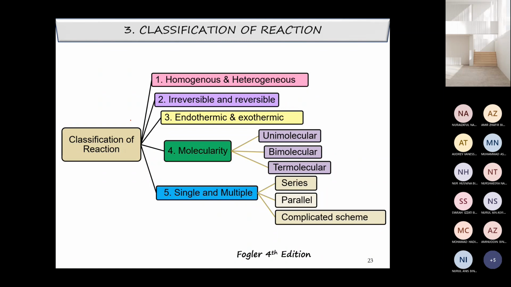So classification of reaction, we have homogeneous and heterogeneous. Selalunya homogeneous ni kita ada satu phase sahaja, for example in a liquid system only. Heterogeneous ni bila dia bercampur liquid dengan solid, so dia become heterogeneous. This one kita tak akan belajar in reaction 1. Kita akan mostly concentrate in homogeneous reaction.